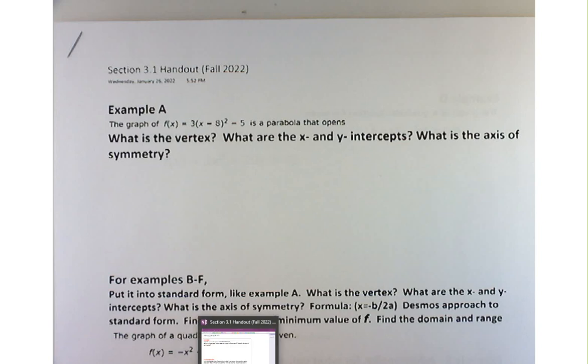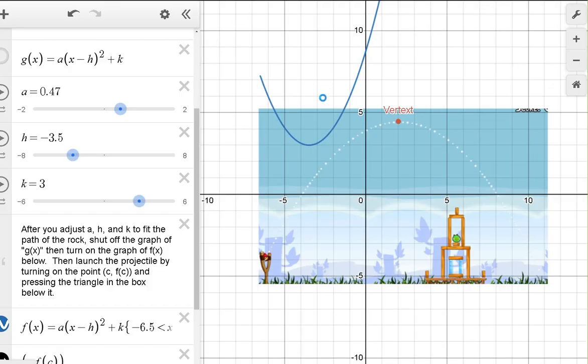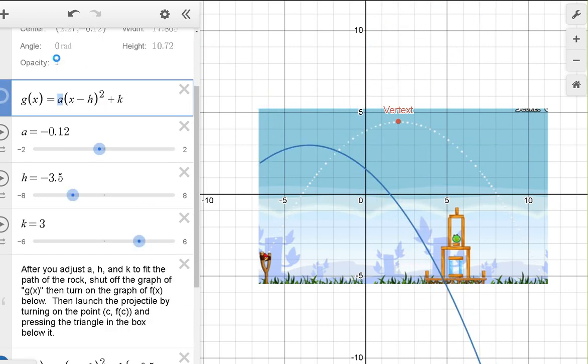I think I gave you just a moment ago the link to the Angry Birds. Really kind of shows you just how flexible the parabola is. It models a lot of phenomena wonderfully. So first thing first, I'm going to flip this upside down by playing around with the coefficient here.